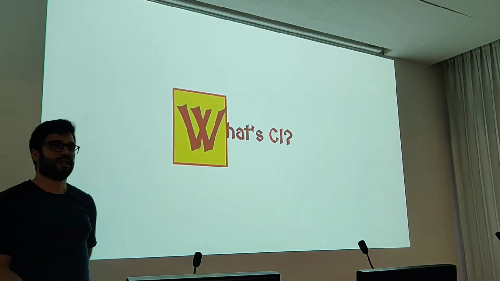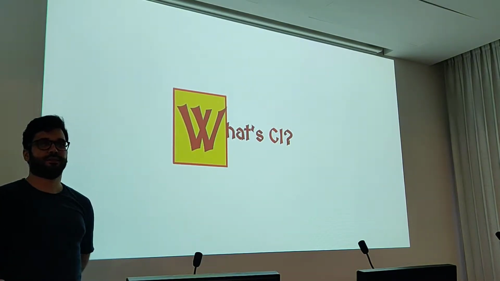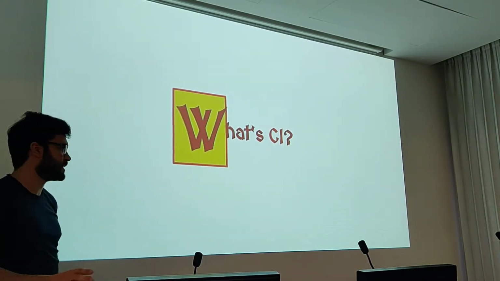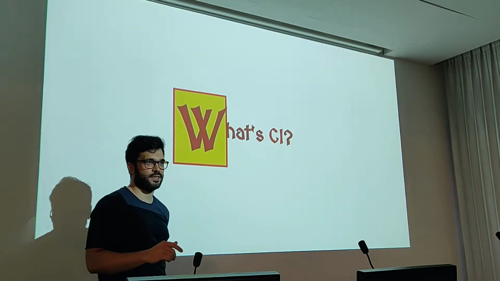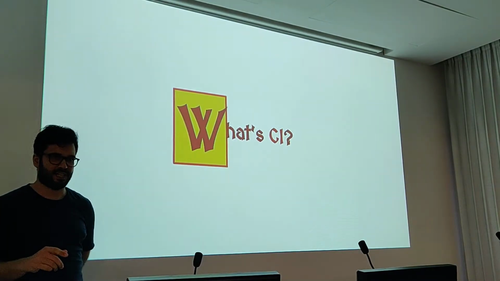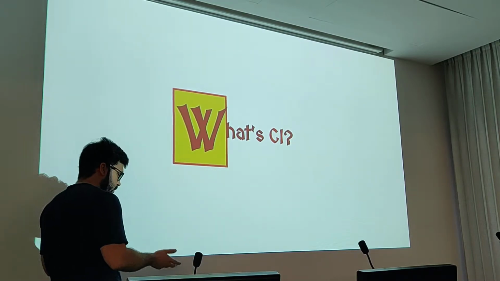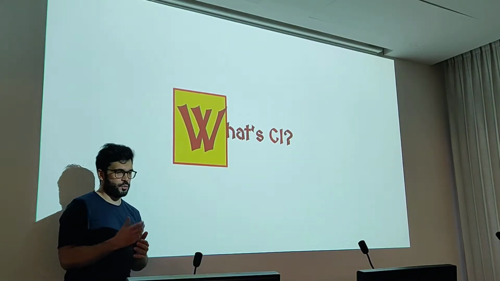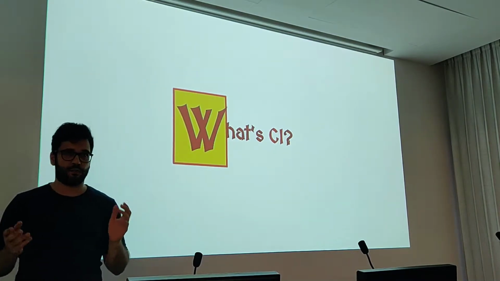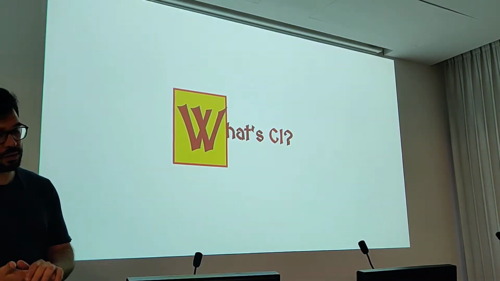So what's CI? Who here knows what continuous integration is? Okay, a lot of hands. I was expecting that. And who is using it? Well, not that many. I was actually expecting more. So, continuous integration is the process that you use after you push your code to your repo, to make sure that your code is correct.